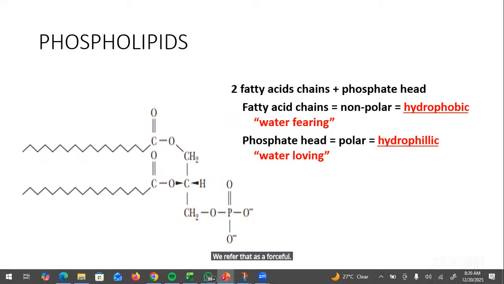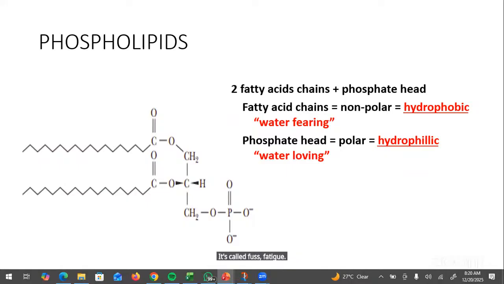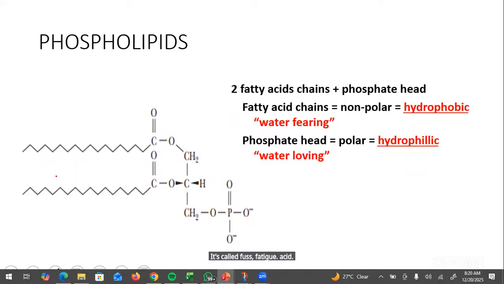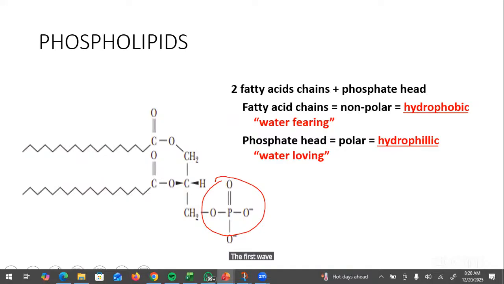Now, the phospholipid is made up of a glycerol backbone, 2 fatty acids esterified, and 1 phosphate group. So without any other thing attached to the phosphate group, this molecule you're seeing here is called phosphatidic acid. It's called phosphatidic acid. This is what makes it a phospholipid. So it's made up of 2 fatty acid chains and 1 phosphate head. The phosphate head you're seeing here makes this molecule amphipathic.